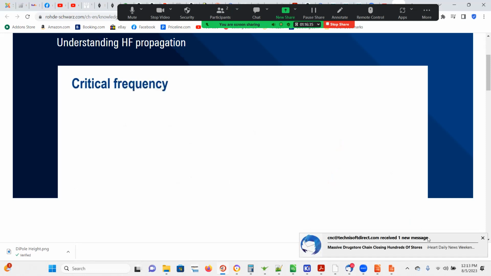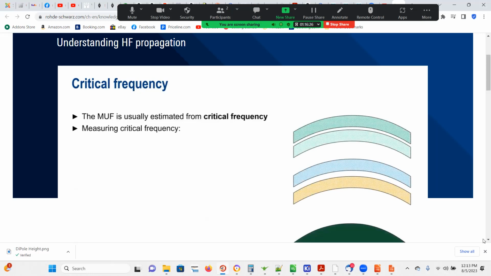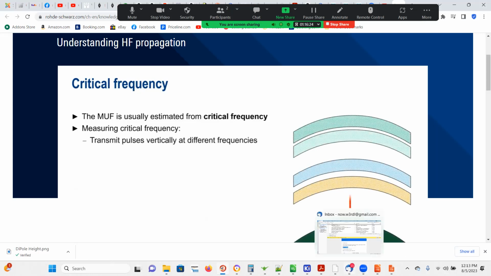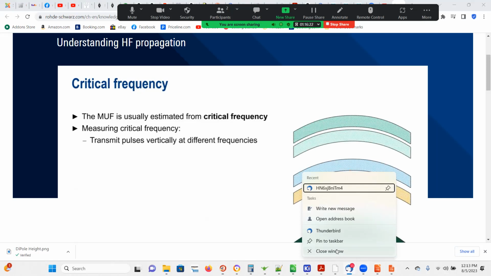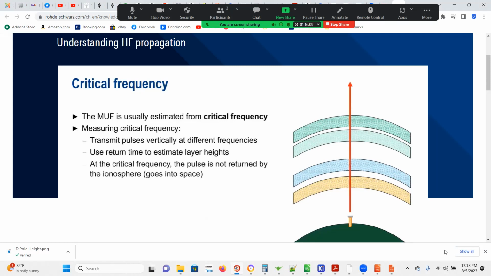One way to determine the MUF is purely through experimentation, but there are also methods for estimating the MUF using something called the critical frequency. The process for measuring the critical frequency is as follows. Pulses at various frequencies are transmitted vertically by equipment called ionosondes. Depending on the frequency of the pulse, these pulses are returned by different layers of the ionosphere, and we can use the return time to estimate the heights of the different layers. Once we reach a certain frequency, the pulses are not returned by the ionosphere, and instead continue on into space. This is the critical frequency.